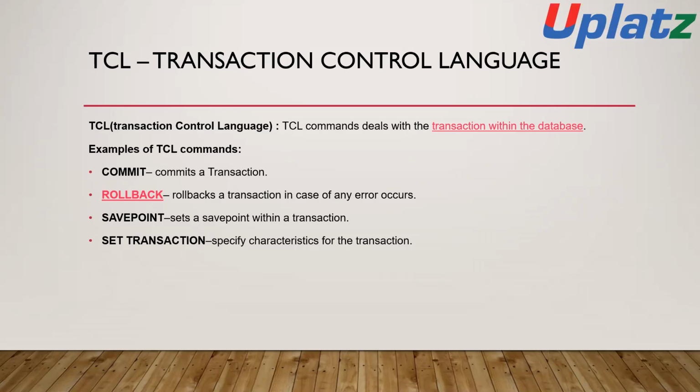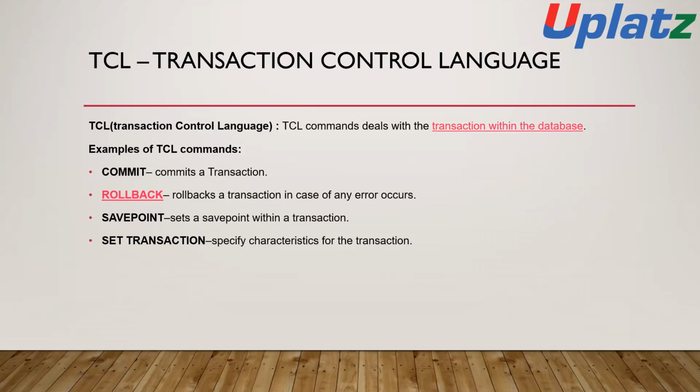Next in line we have TCL, that is transaction control language, which deals with the transactions within the database. There are 4 different examples we would encounter in the later part of the course for TCL commands: commit, rollback, save point, and set transaction. Commit is when a transaction is successful, the database commits itself, saying that this is the final state. And rollback, what is rollback? Whenever there is a system failure, all the transactions are rolled back to their original state.